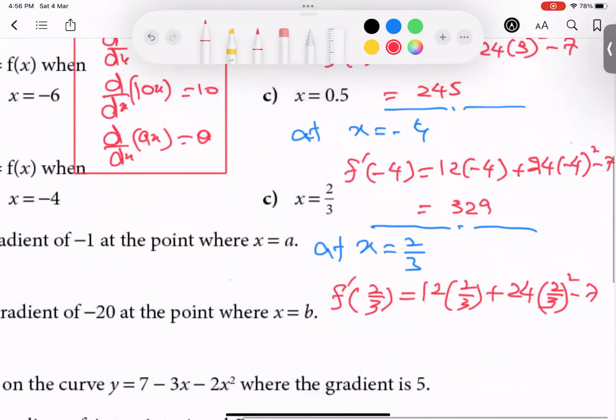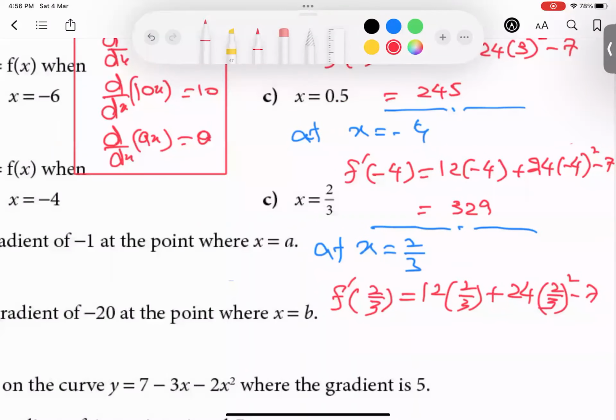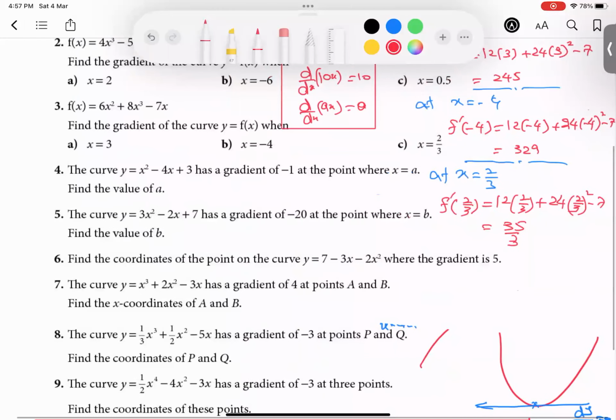And let me try in the calculator. An answer is coming with us. So it's coming here. Let me check again. 24 by 3 plus 24 times 2, 4 divided by 9 minus 7. So the answer is coming 35 over 3. Let me recheck because maybe some mistake. 24 divided by 3 plus 24 times 2, 4 divided by 9 minus 7. So the answer is coming correct, 35 by 3. And I hope so the point is very, very clear.